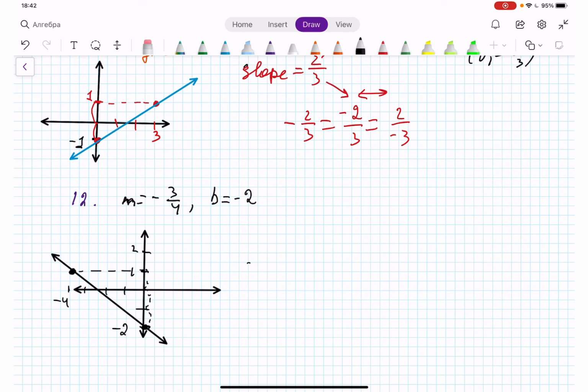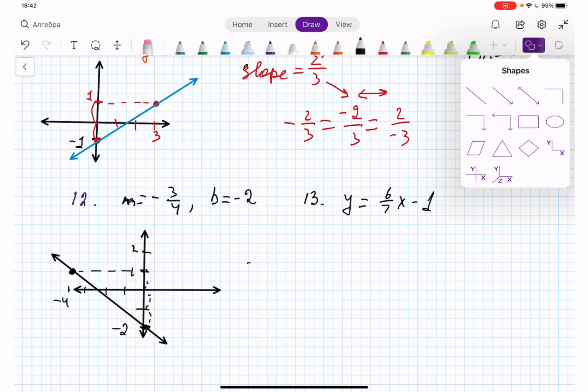Number 13, we have m is equal to 6 over 7. And, oh, it's an equation. Great. y is equal to 6 over 7x minus 1. Okay, we need to graph it. Very easy.